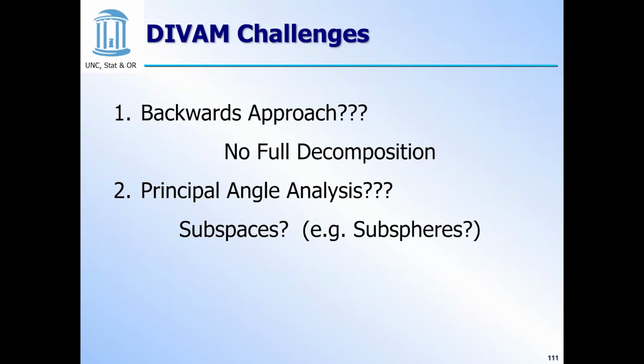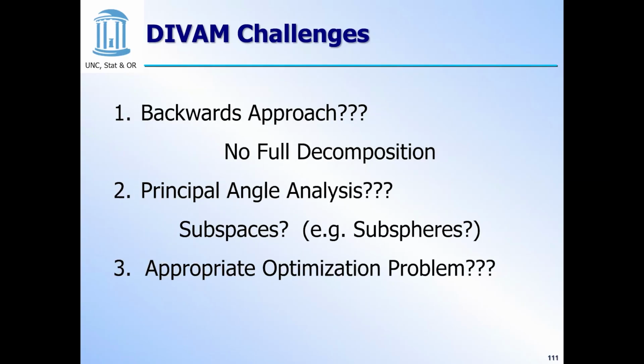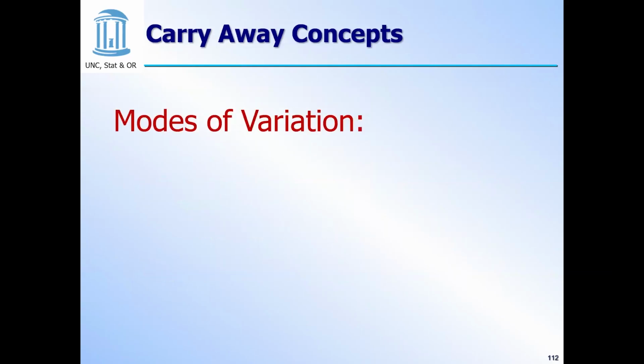DIVAS intrinsically uses principal angle analysis. Is there a notion of principal angle analysis where you're working on a sphere like this? I don't know. I think so, but I'm really not sure. This is an open question, and I'd love to hear what other people have to say about it. Surely it's going to boil down to some sort of optimization problem. What's the appropriate optimization? Again, I really don't know. So those are my questions.